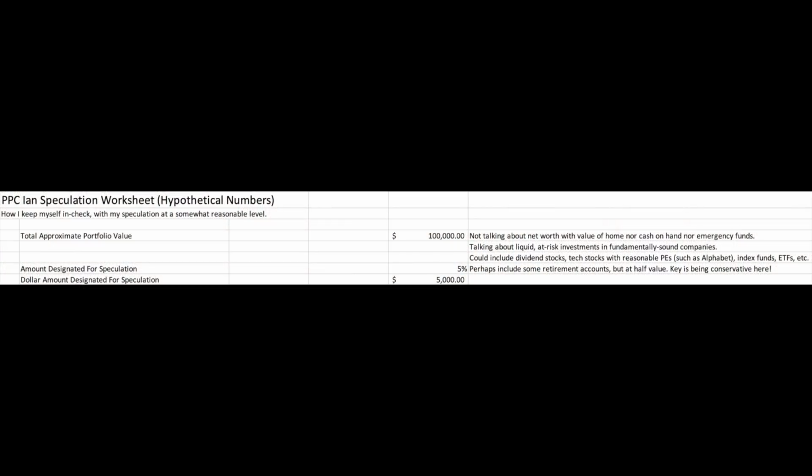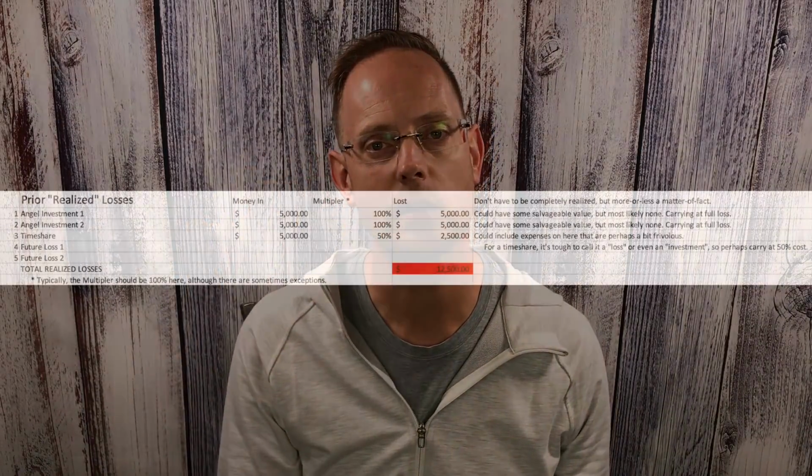So let's keep going. Check it out on the screen right now. Obviously, that 5% is $5,000. So 5% of $100,000 is $5,000. So the next thing I want to do is go through this model, because the model breaks up into several sections. And the first section is really looking at prior realized losses. And so check it out on the screen right now.